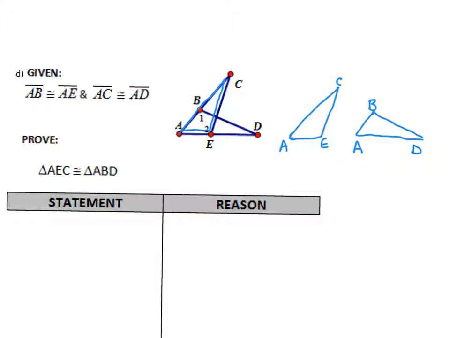Okay, so I'm marking up these triangles. AB is congruent to AE. So I'll use AB is congruent to AE because it's given, and AC is congruent to AD. So AC is congruent to AD, which is on the bottom there. And we're also going to have angle A is congruent to angle A because they are reflexive. So writing up this proof, we're going to prove that these two triangles are congruent by side, angle, side.